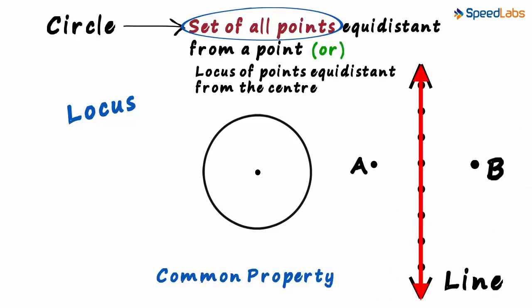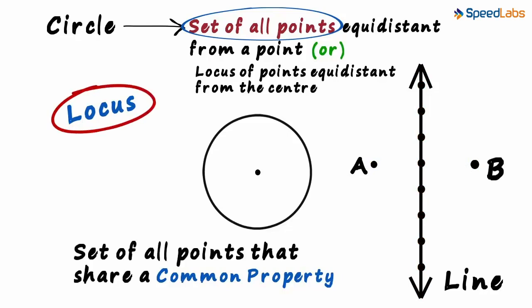So how can we define a line? It can be defined as a locus of points on a plane equidistant from two points. So a locus is a set of all points that share a common property.